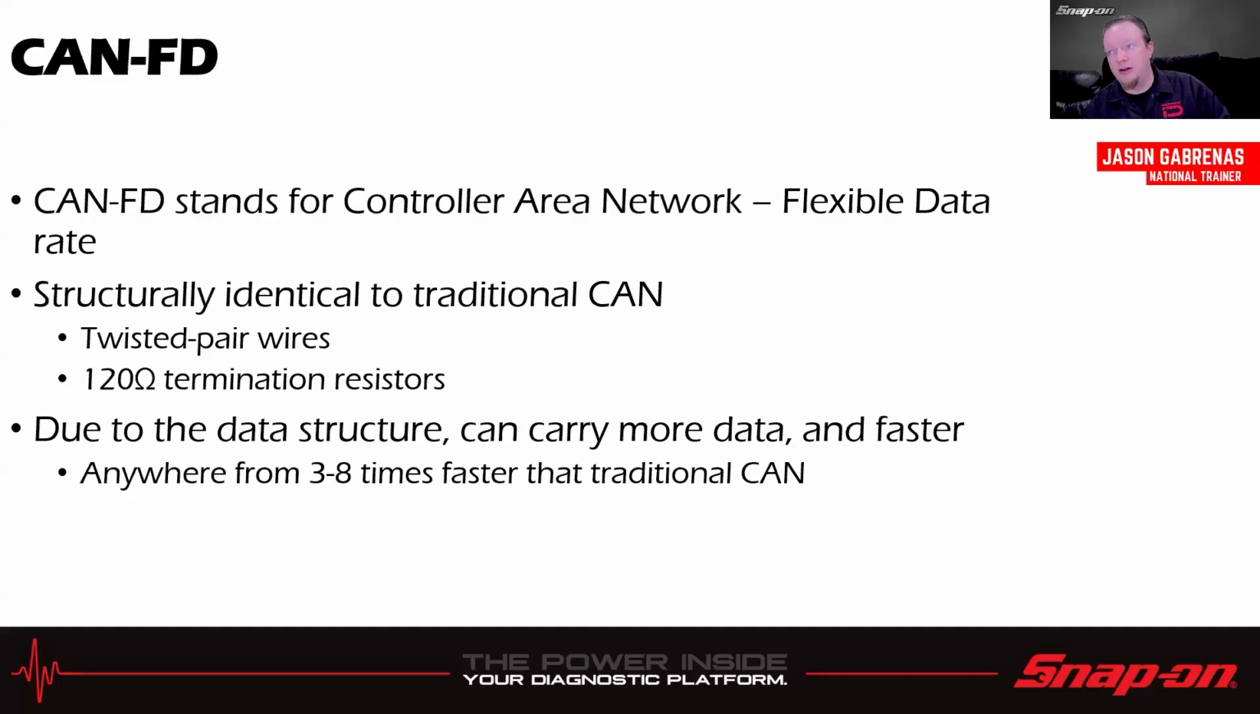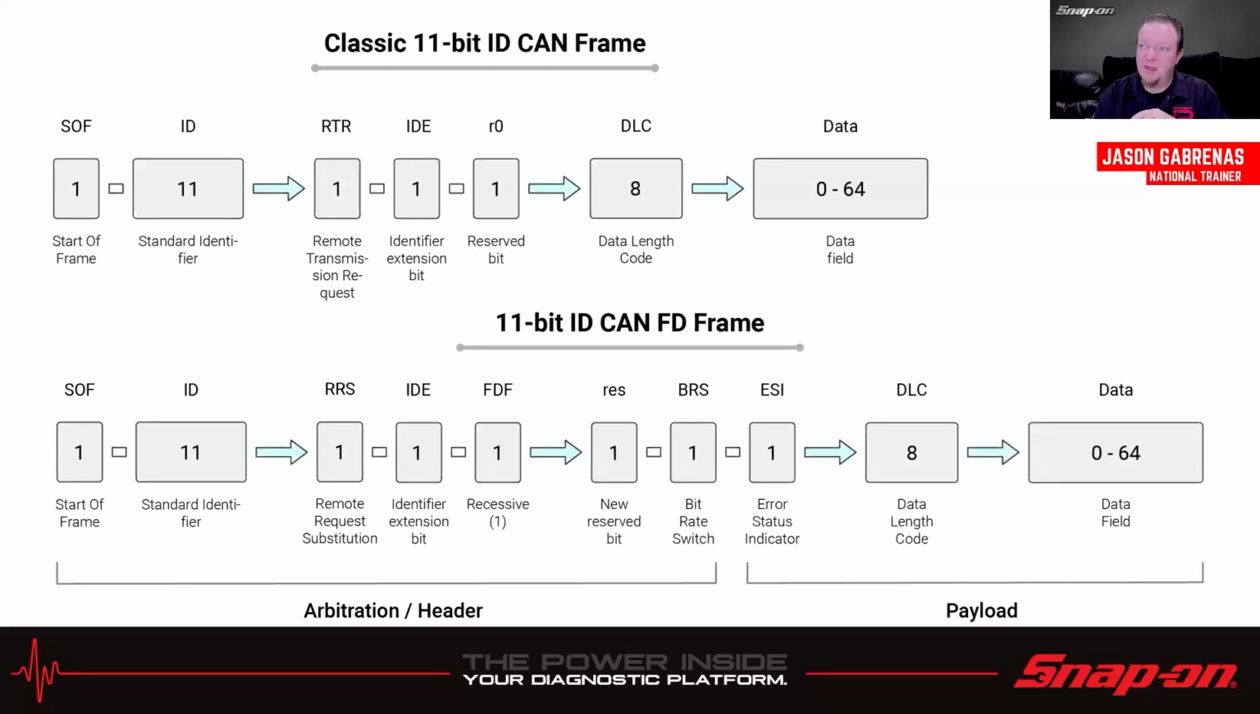CAN FD stands for Controller Area Network Flexible Data Rate. So it's CAN bus just with extra stuff. Structurally, it's identical. You can use CAN modules and CAN FD modules on the same network interchangeably. It doesn't really make a difference. Twisted pair wires, once again, 120 ohm termination resistors. Due to the data structure, however, they can carry more data and faster, anywhere from 3 to 8 times faster than that of traditional CAN.